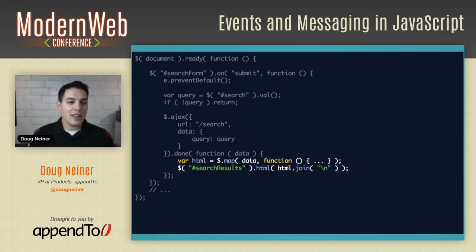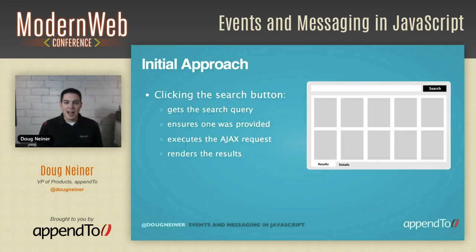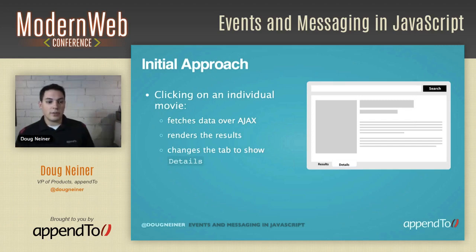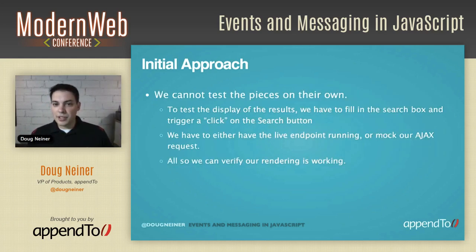not user input HTML. Okay, so just to reiterate what happened in a visual way, clicking the search button gets the search query, ensures that one was provided, executes the AJAX request, and renders the results. So that's a lot of stuff for a search button to do. And then clicking on an individual movie fetches data over AJAX, renders the results, and then changes the tab to show the details.